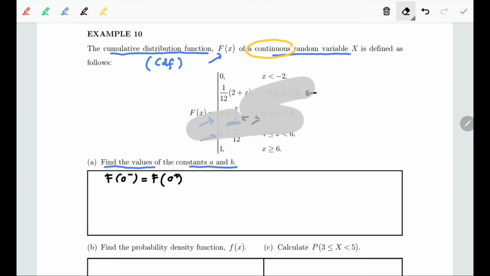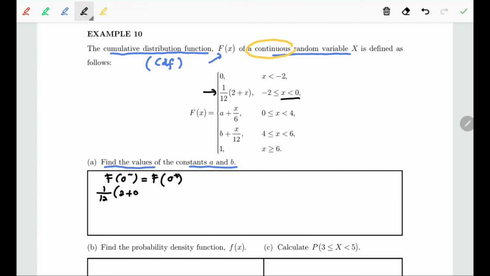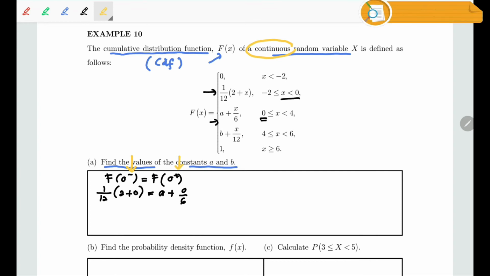I'm going to erase this. So we substitute f(0) for the left side, which means for x less than 0. Substituting into this function, we have 1 over 12 times (2 plus 0), since x will be 0, equals a plus x over 6, where x will be 0, so 0 over 6. Just be reminded that the negative and positive signs are just to differentiate which function needs to be substituted.